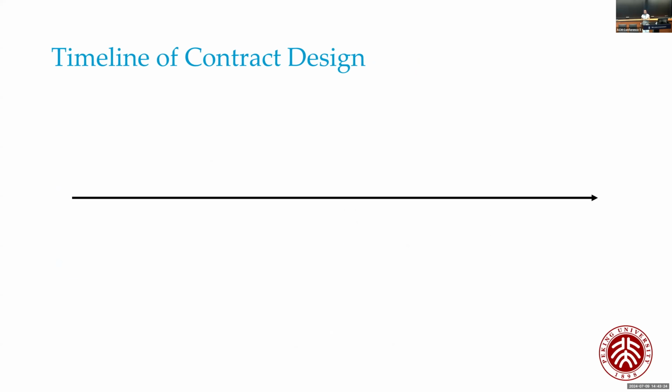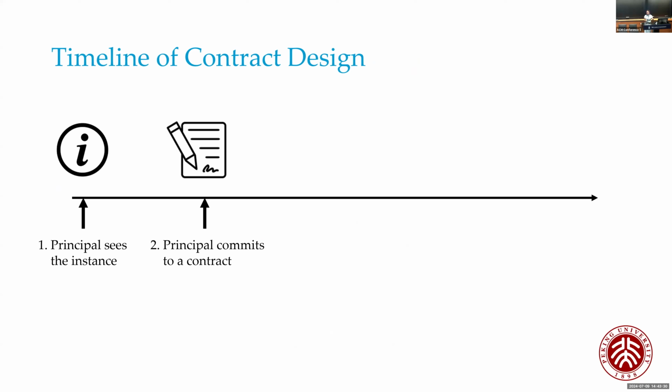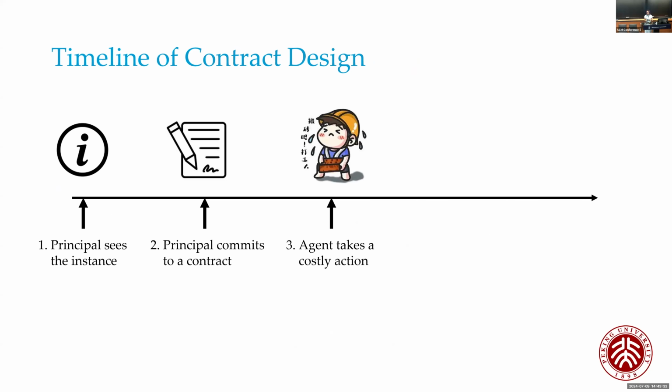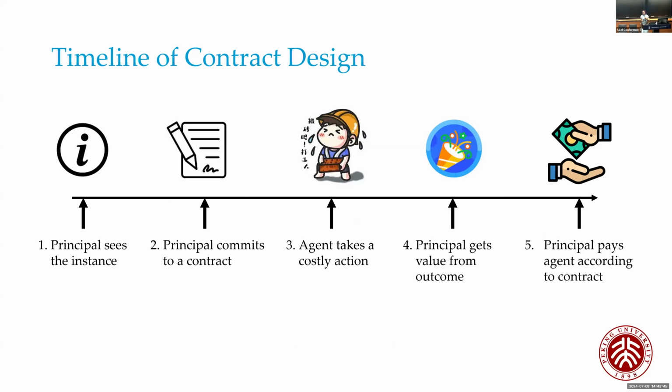So the timeline of the contract design is as follows. First, the principal sees the instance. Then the principal commits to a contract. The agent, based on the contract, will take a costly action that maximizes its own utility. The principal gets the value from the sample outcome and pays the agent according to the contract.